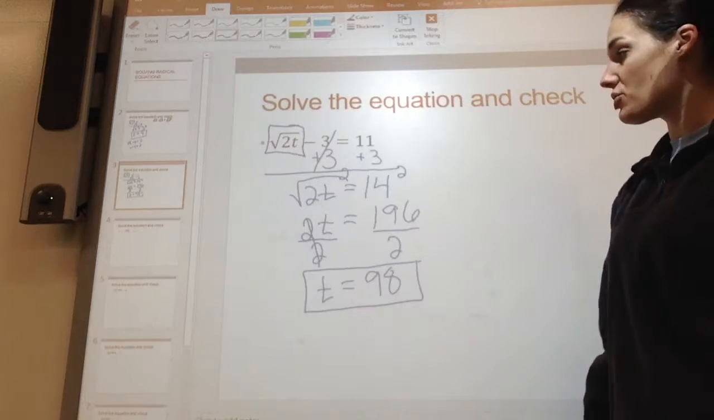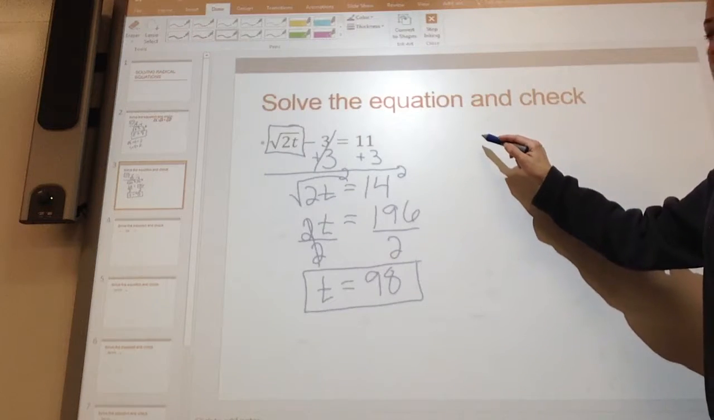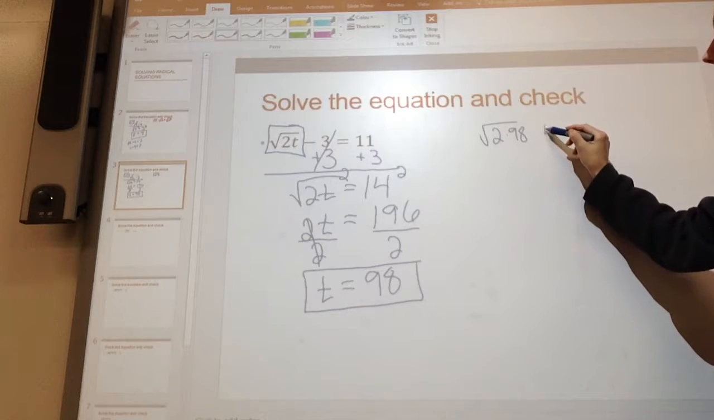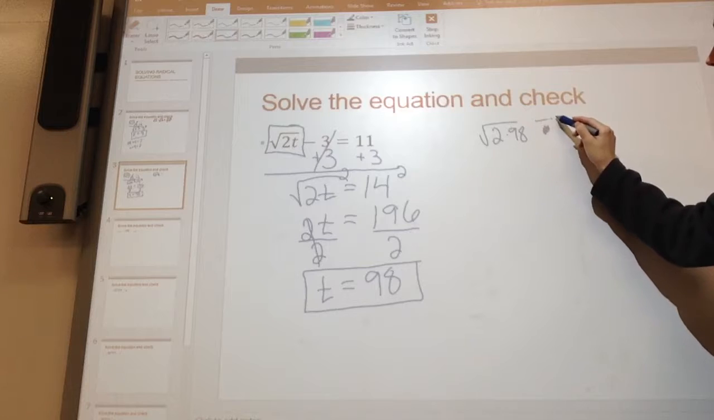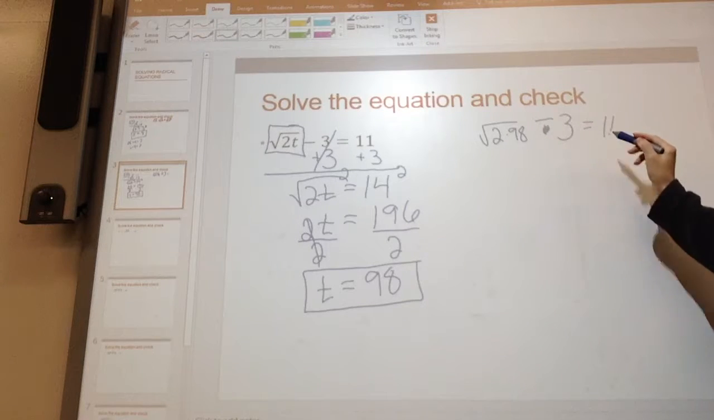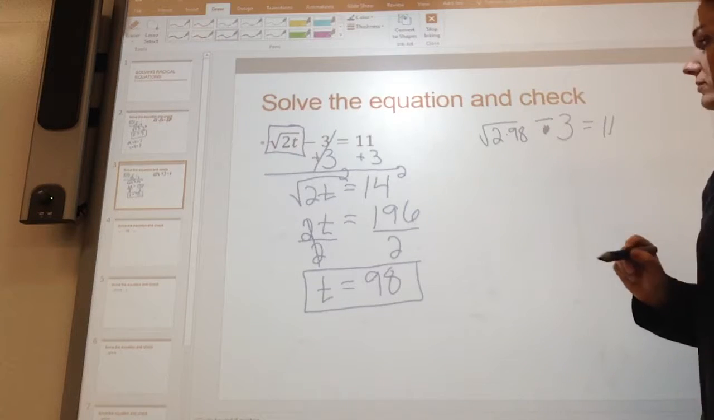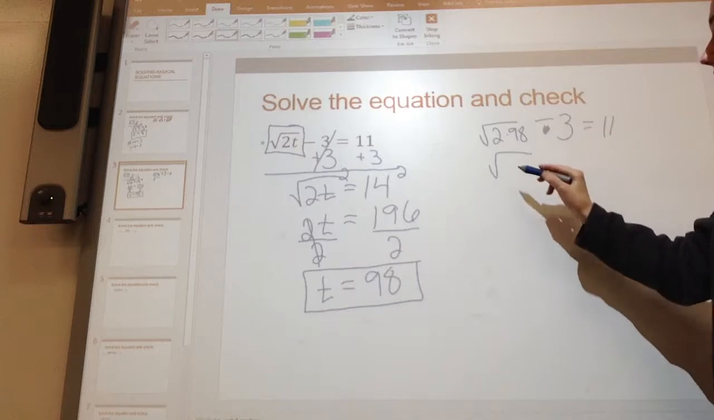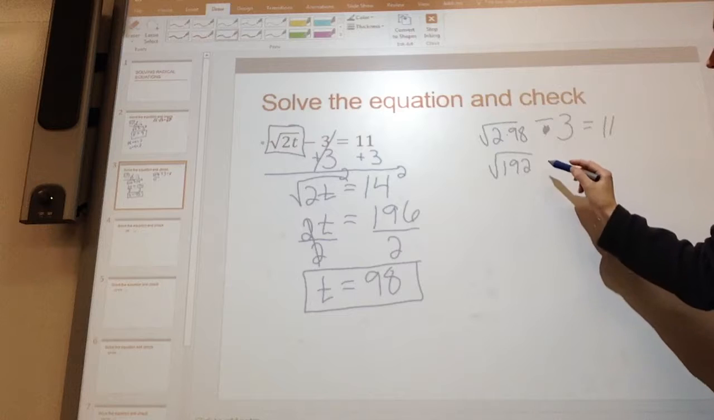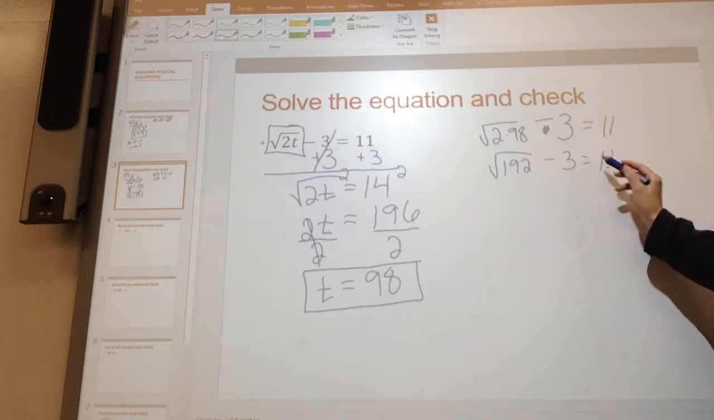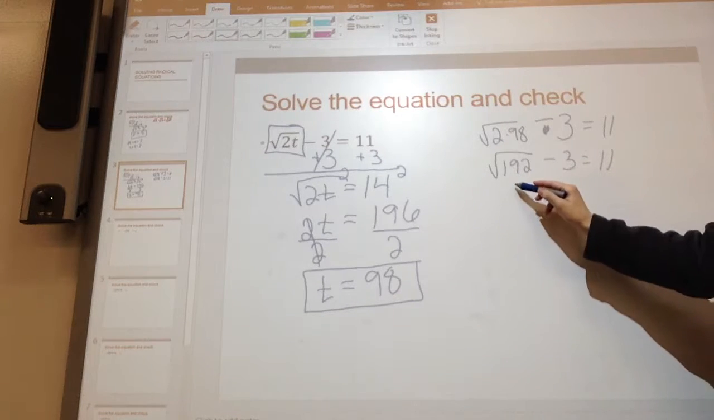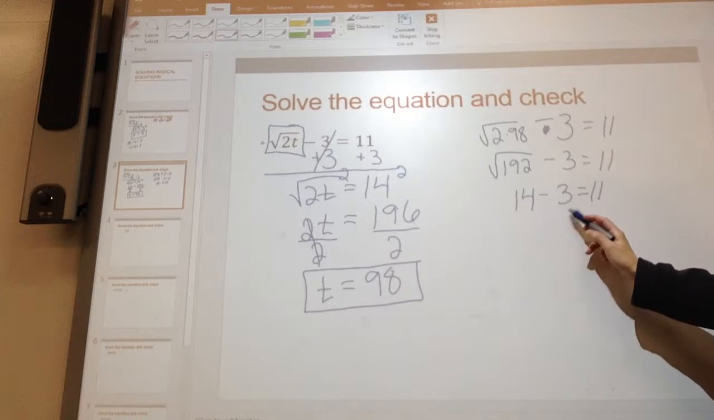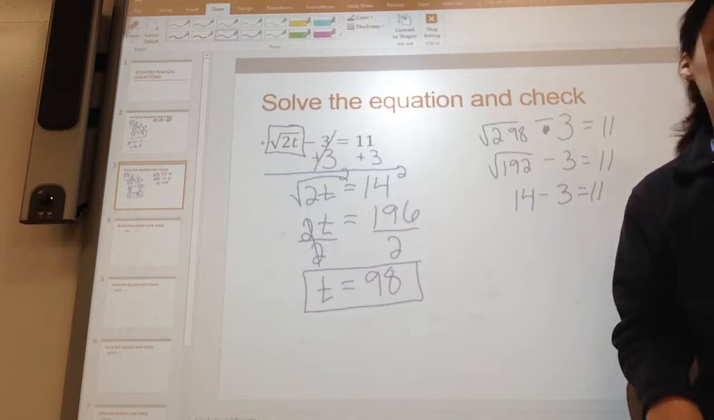Again, double check to make sure that that actually works. So I'm going to come over here to a check spot. I'm going to do the square root of 2 times 98, minus 3 equals 11. This is going to be the square root of what was 2 times 98. It was 196. Square root of 196 is 14. 14 minus 3 really is 11, so that works as well.